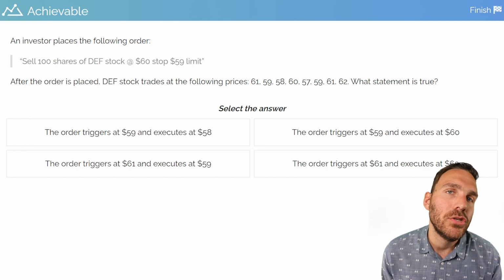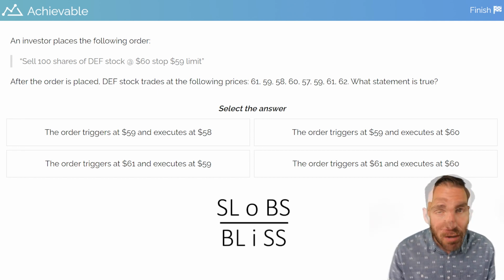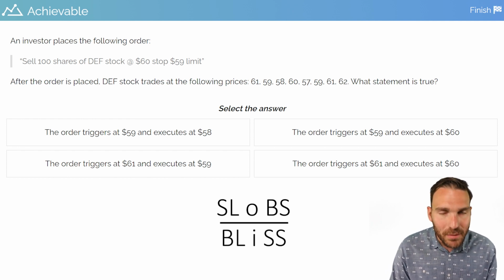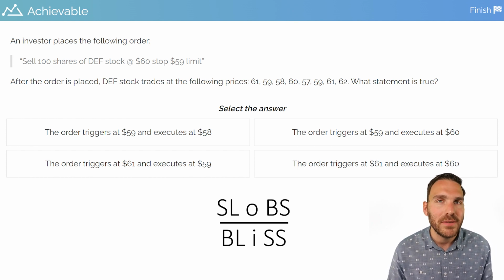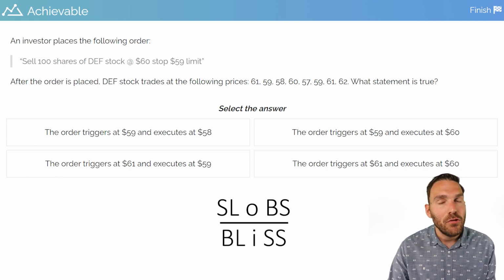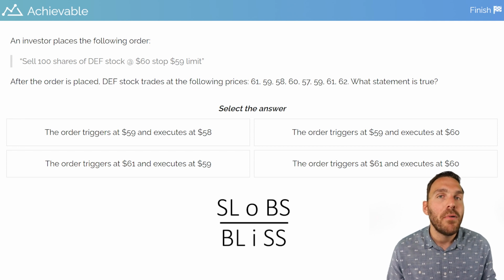What statement is true? This is a SLoBs over BLiSS question for sure. Just need to make sure we understand the underlying concept of how these orders work, but otherwise SLoBs over BLiSS is our best resource here. Now, what's interesting about this order is that we have 2 prices specified. It is a sell 60 stop, 59 limit. So we have 2 different prices specified for the 2 different parts of this order.